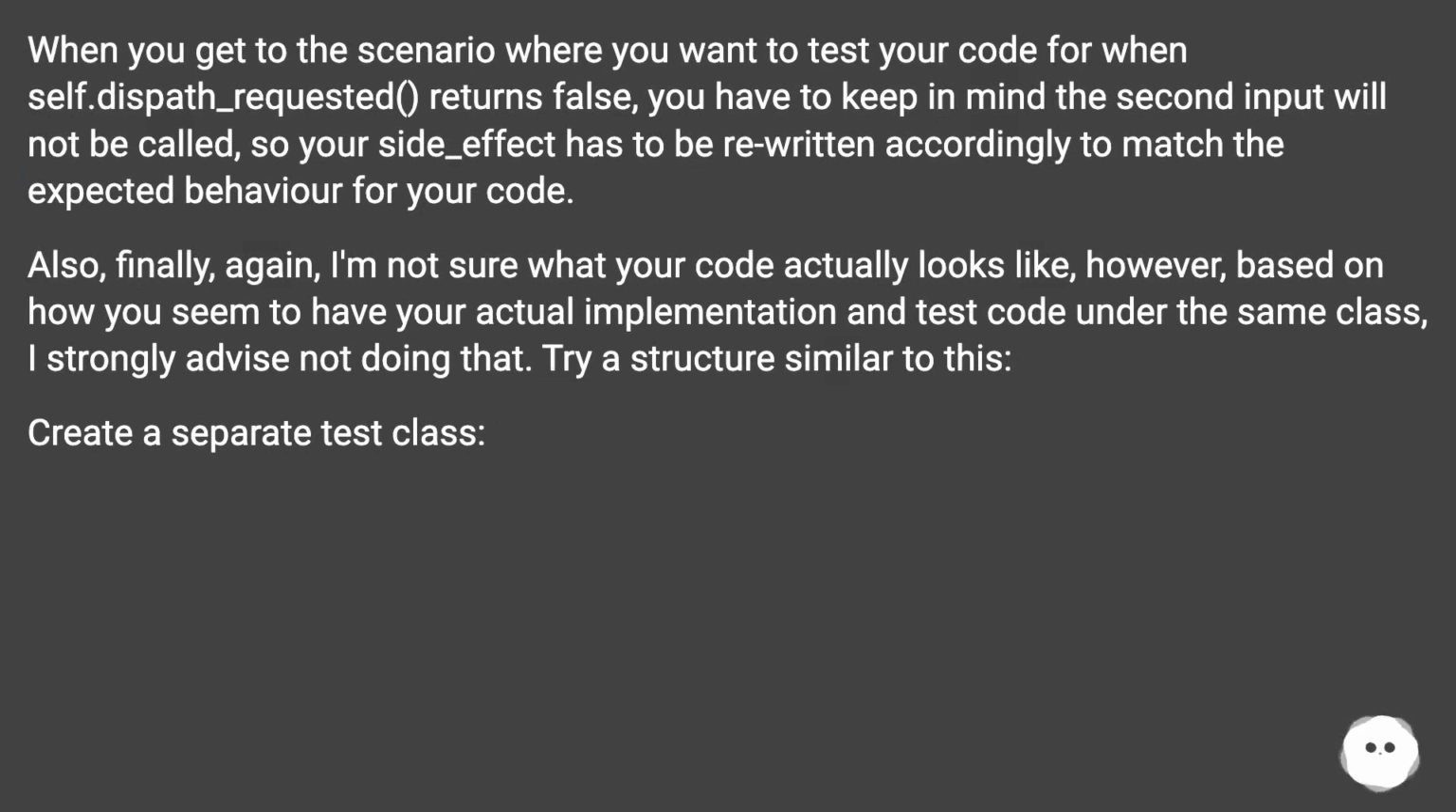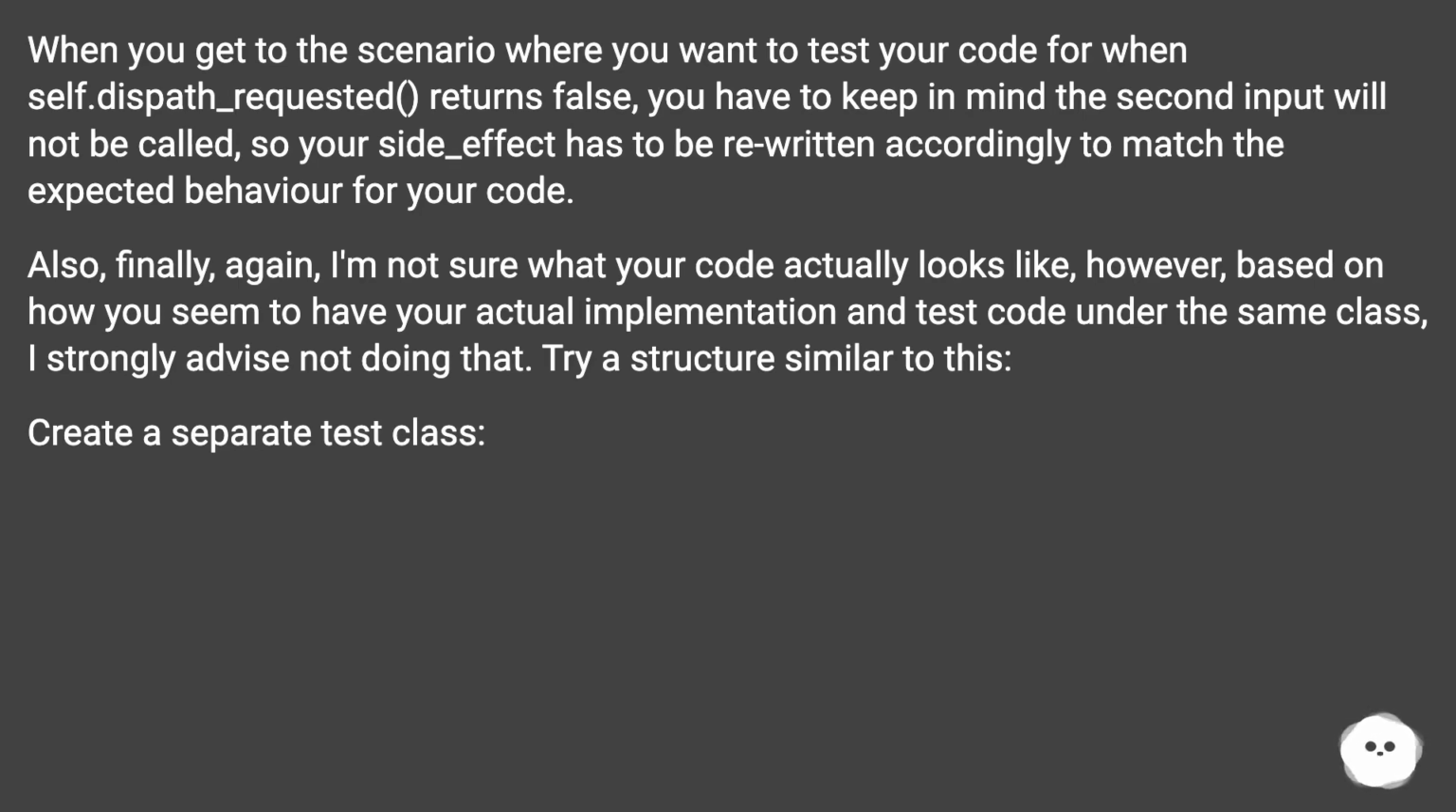When you get to the scenario where you want to test your code for when self.dispatch_requested returns false, you have to keep in mind the second input will not be called, so your side_effect has to be rewritten accordingly to match the expected behavior for your code.